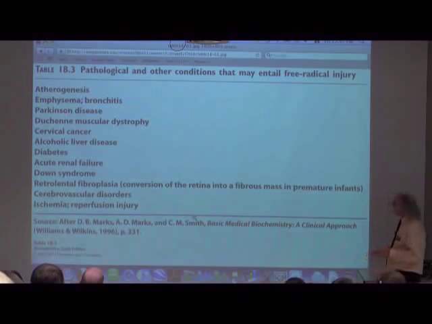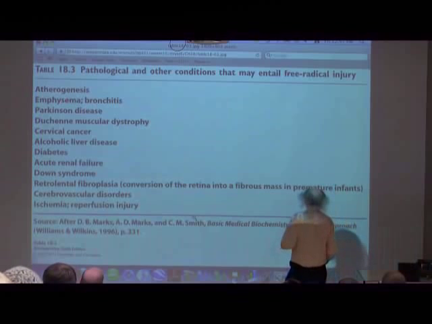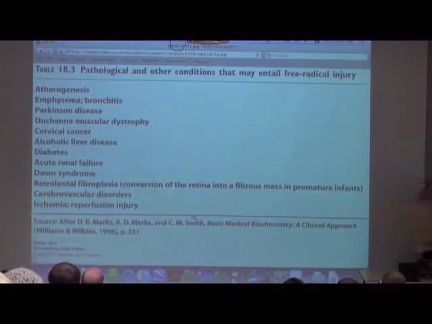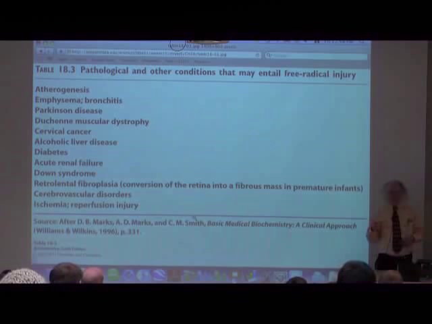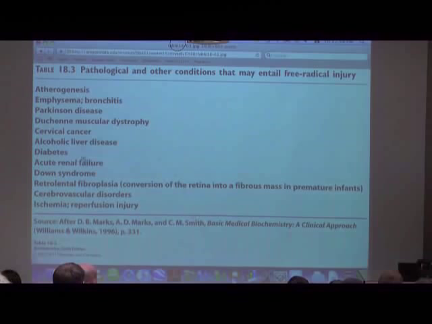Other things associated with it: Parkinson's, muscular dystrophy. What else? Well, you can read the rest of them. I won't go through them. But in any event, reactive oxygen species are a problem. It's one of the reasons why research on molecules known as antioxidants is of a lot of interest. It's one of the main focuses of the Linus Pauling Institute here at Oregon State. Antioxidant substances are molecules like vitamin E and vitamin C that actually disable reactive oxygen species by reacting with them. So that's of a lot of health interest today.